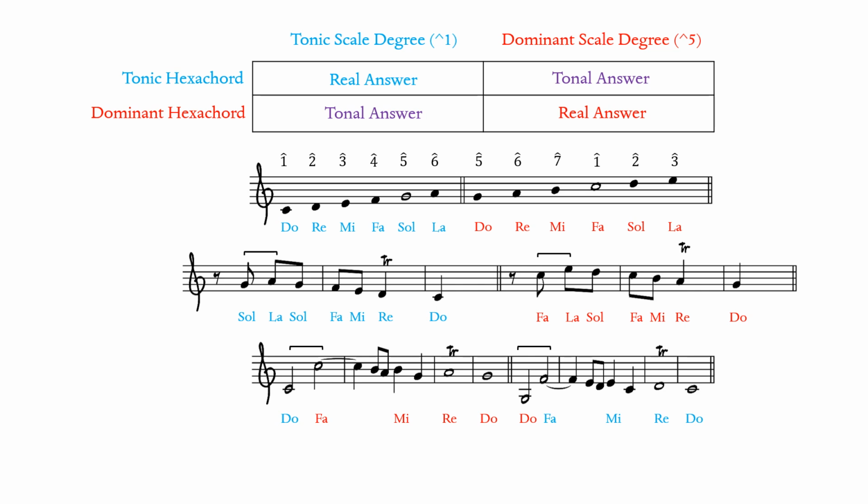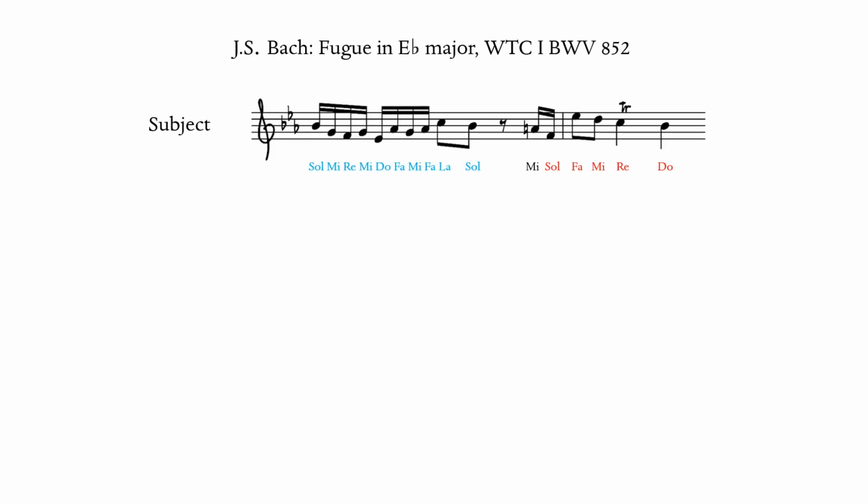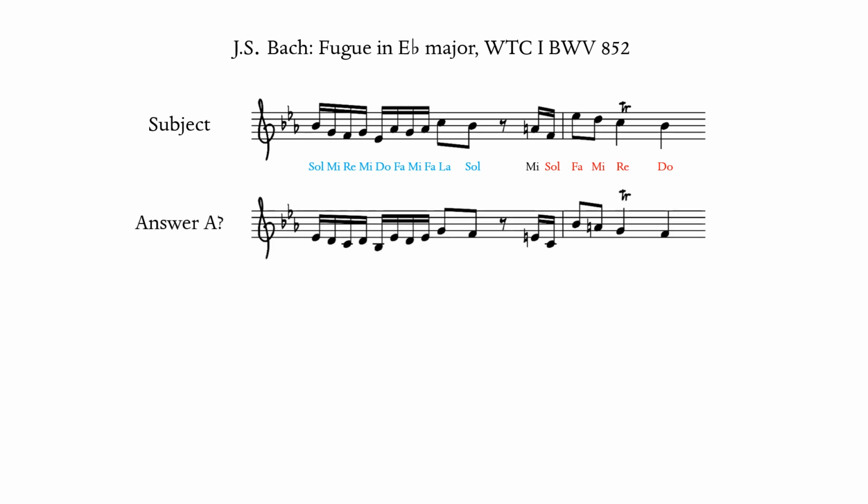The second reason a subject may require a tonal answer would be in order to redirect a modulation. Here is a fugue subject by J.S. Bach that modulates in the second measure into the key of the dominant, B flat major. One possible answer would be this.